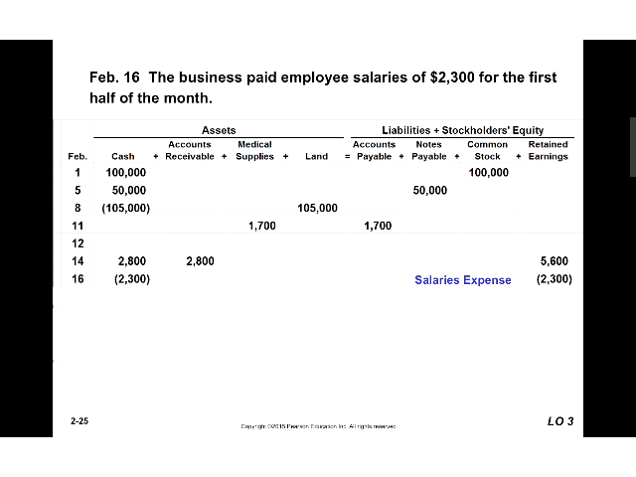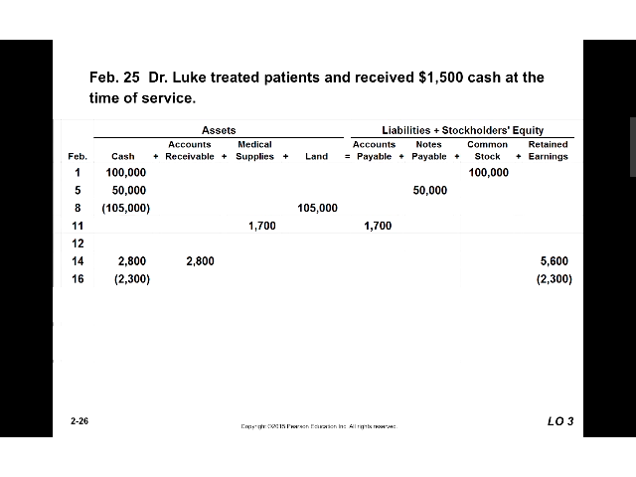We have 2 more transactions here, and then we'll answer a series of questions about what we did. The next transaction, Dr. Luke treated patients and received $1,500 cash at the time of service. First question I asked myself is cash involved? Yeah, received $1,500 cash. So I'm going to increase the cash column by $1,500.